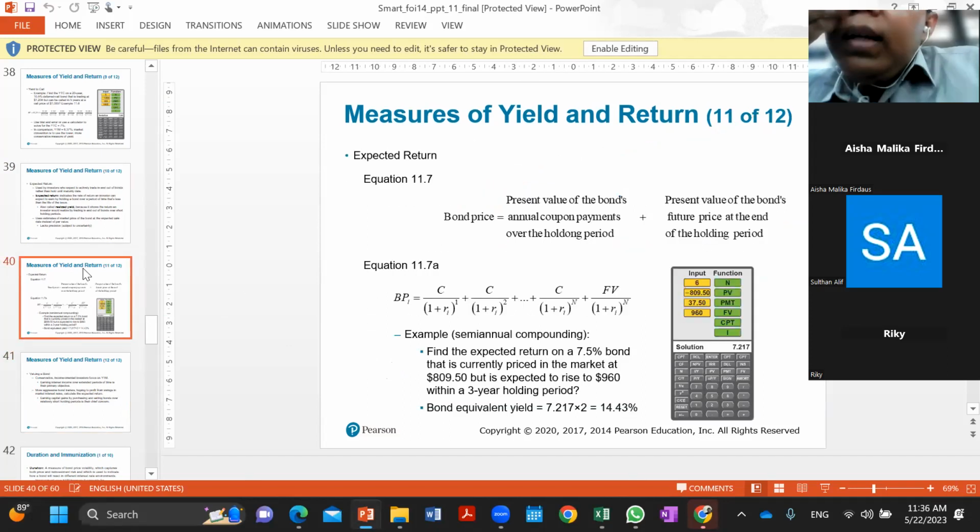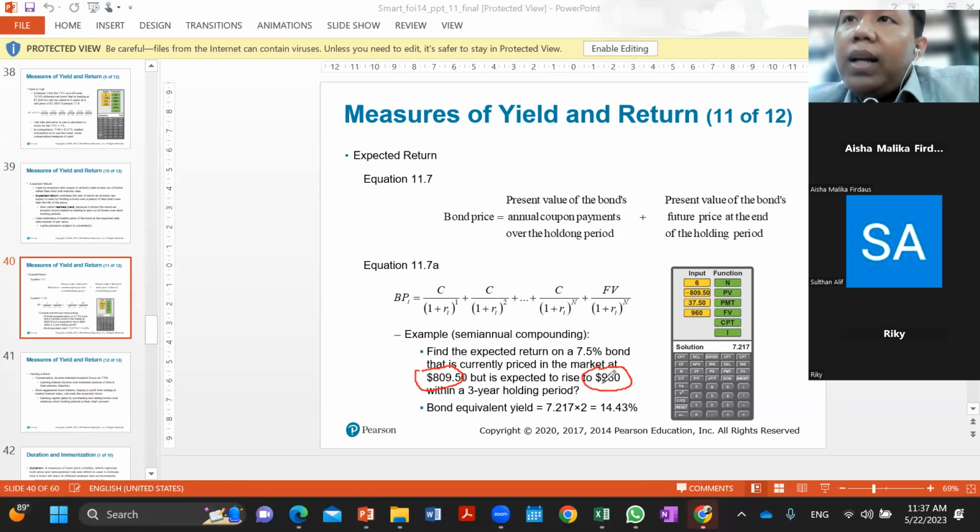Okay. So here is just some calculation, if we have some expected increase in the price. Let's say that it is currently priced 809, but it is expected to rise in 3 years, by 960 within the 3-year holding period. So what is the bond equivalent yield?